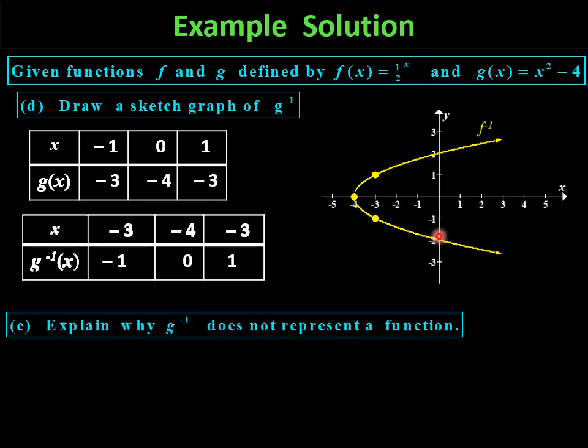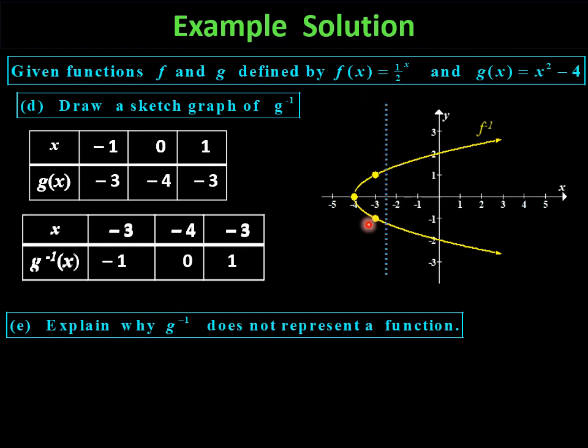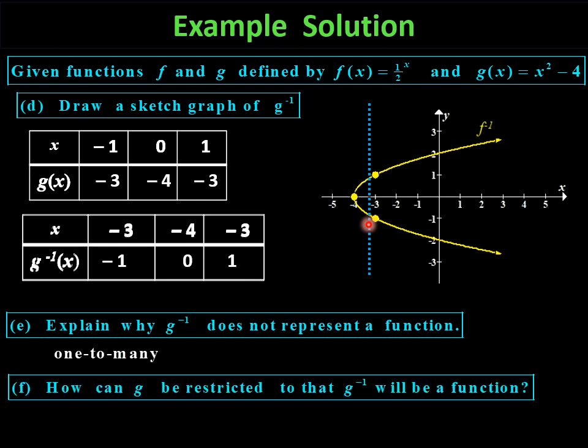Then let's look at the next question. Explain why the inverse of g does not represent a function. How do we check whether something is a function? Yes, you can use your vertical line, and you can see if I draw a vertical line anywhere there, how many times does it cut? It cuts twice. That means it's not 1 to 1. It's actually 1 to many. That is why. You see, that's the reason. It's 1 to many. Okay?